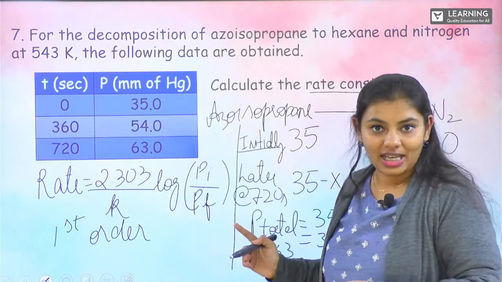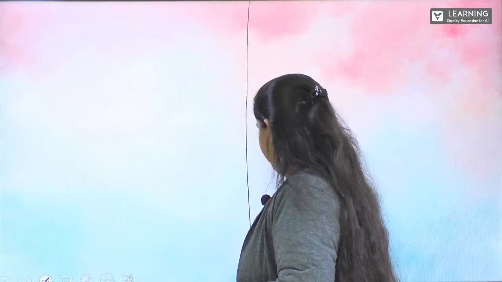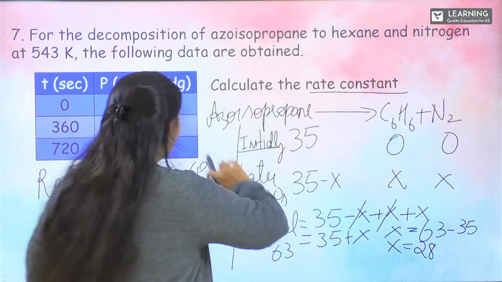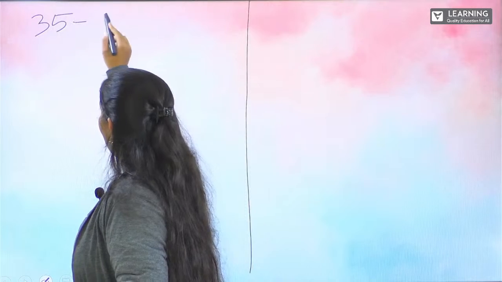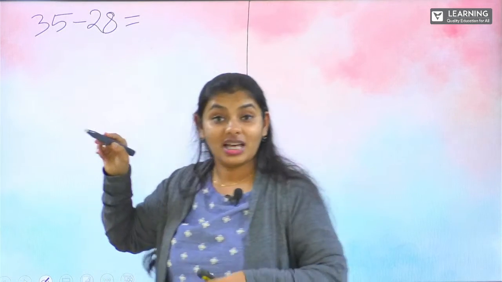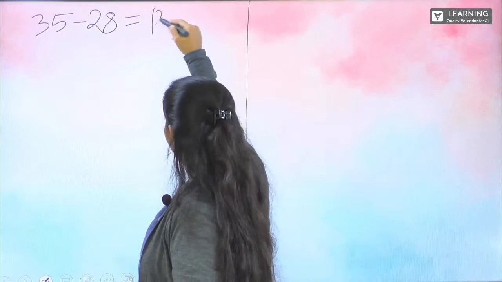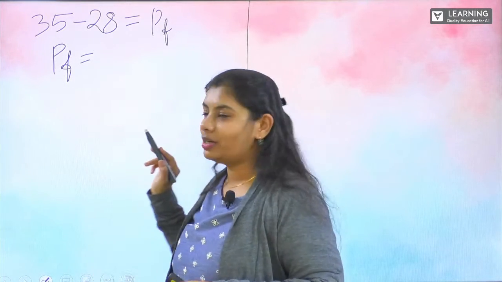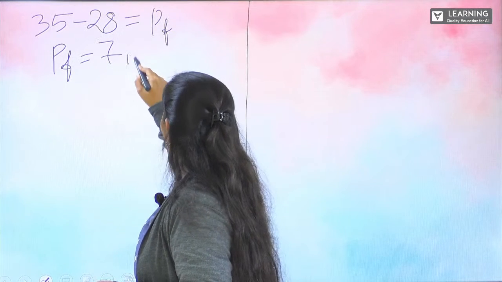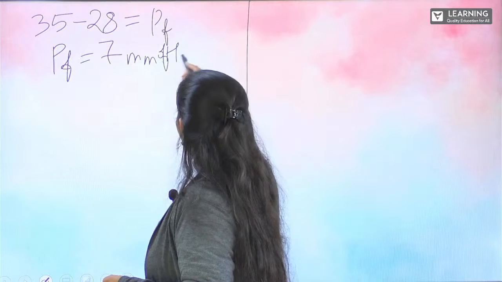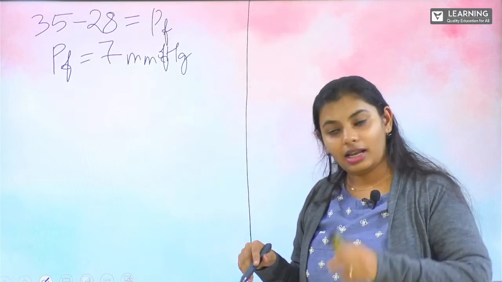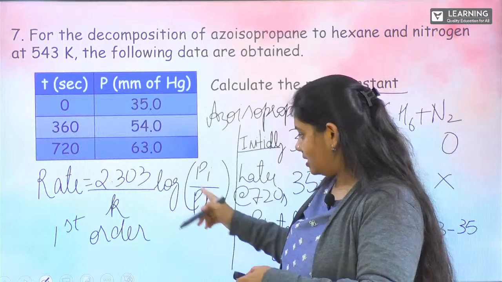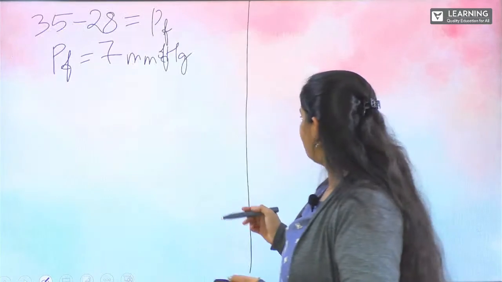So once we obtain the x value, we can find out what exactly is the concentration obtained at a later stage. So 35 minus 28 is going to give us the final amount. As the final pressure, what is it? P final is going to be equal to 35 minus 28, it's going to be 7 mm of Hg. This is our P final. Clear? Initially, how much was it? 35. Now we are going to substitute all of this in this particular equation and find out the rate. Simple as that.